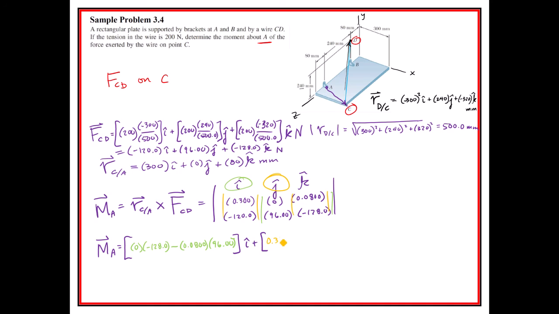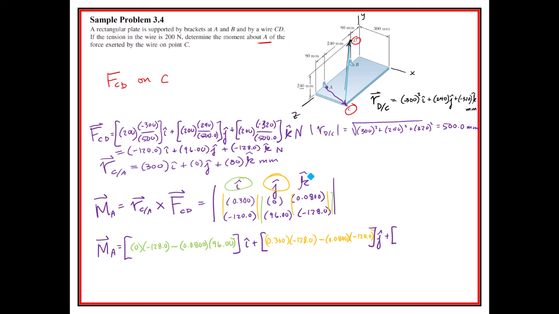That's going to be 0.3 crossed with negative 128, minus 0.08 times our negative 120. And I'll close it up with the correct color again, and that's going to be j. Are we going to be able to fit this all in here? I don't know. Let's go with baby blue.